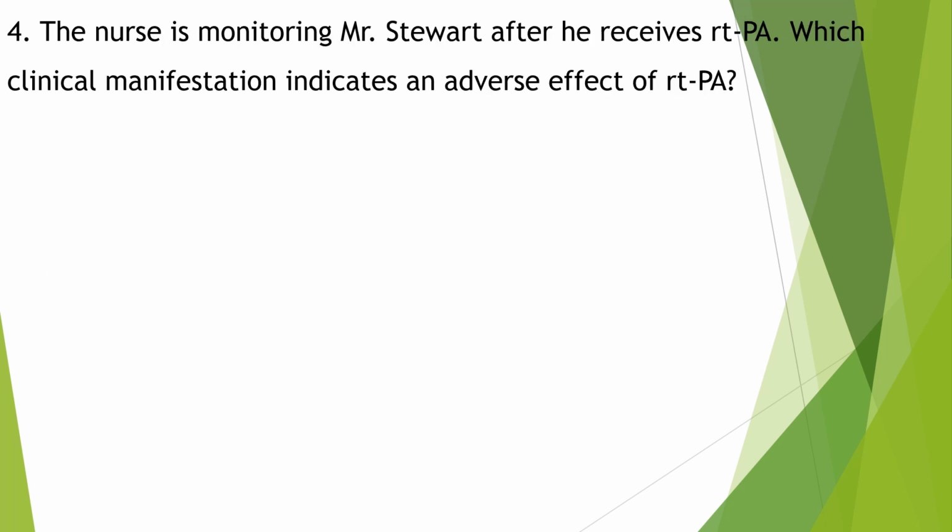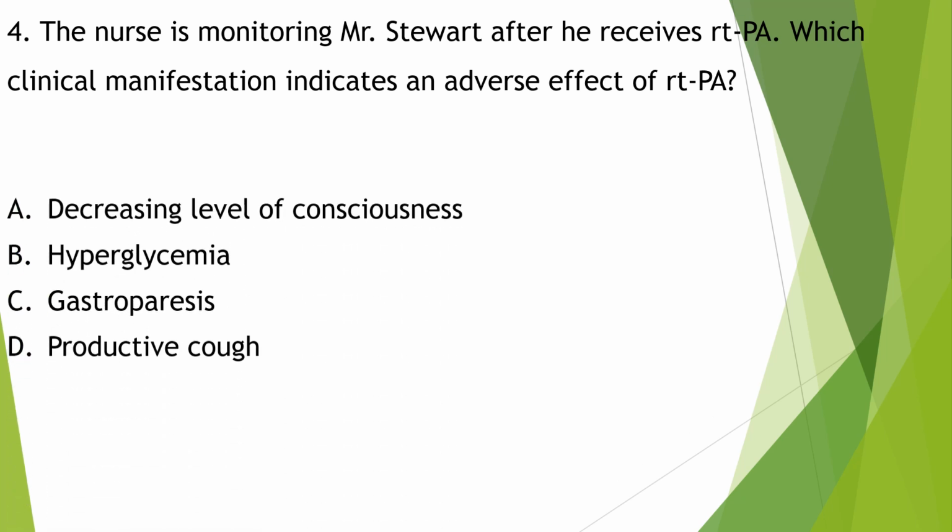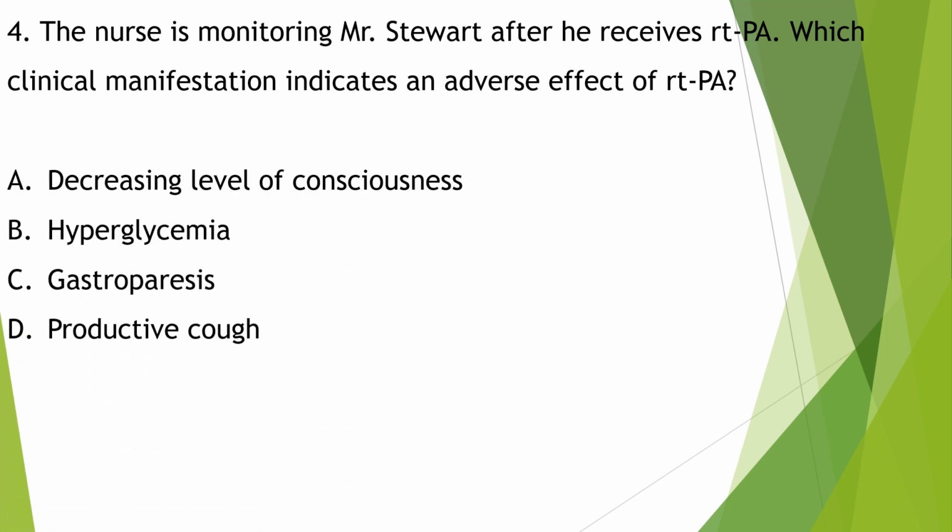The nurse is monitoring Mr. Stewart after he receives RTPA. Which clinical manifestation indicates an adverse effect of RTPA? Decreasing level of consciousness, hyperglycemia, gastroparesis, productive cough. Decreasing level of consciousness indicates development of intracerebral hemorrhage or cerebral edema. So tissue plasminogen activator is a thrombolytic and it can cause bleeding in other systems. So decreasing level of consciousness is an adverse effect.